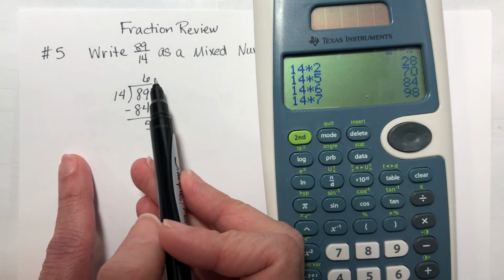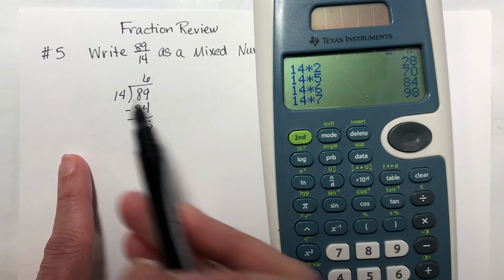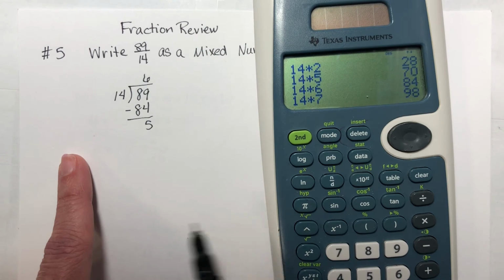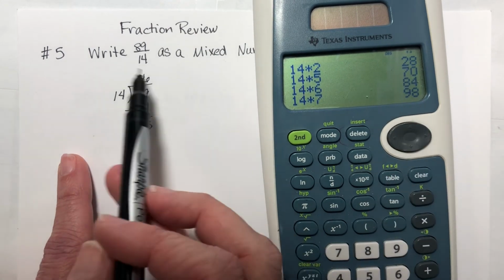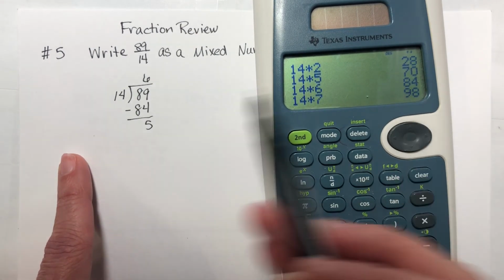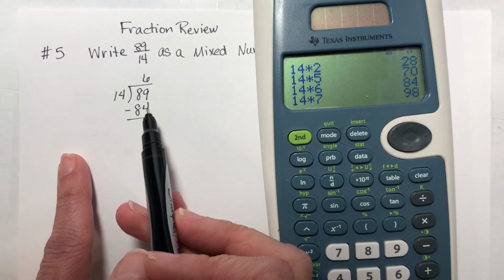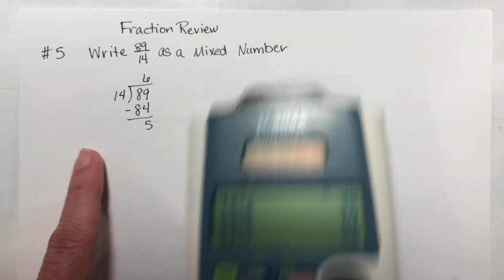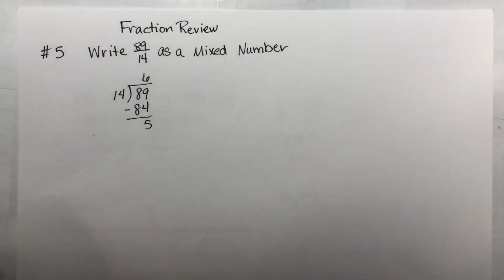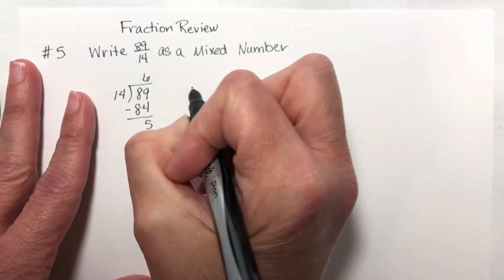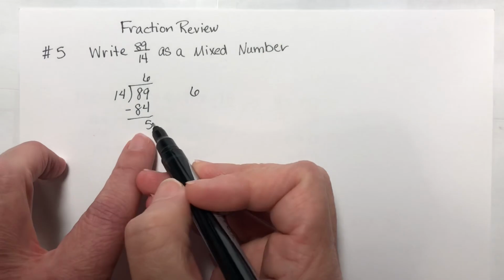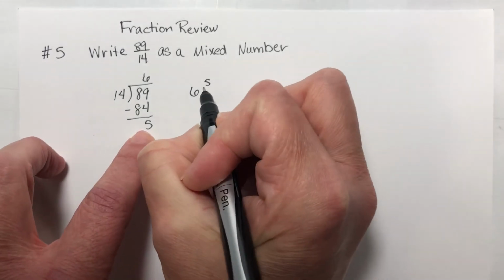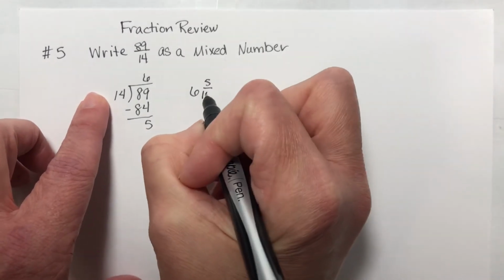Because imagine I put a 7 here, I would need to be subtracting 98 and I would get a negative answer. If I had put 5 up here, I would have been subtracting 70 and I would have had 19 left over, which is bigger than 14. Okay, but you have your answer here. You've just got to write it down. Your answer is 6 and 5, it's always your remainder, over what you're dividing by, 14ths.